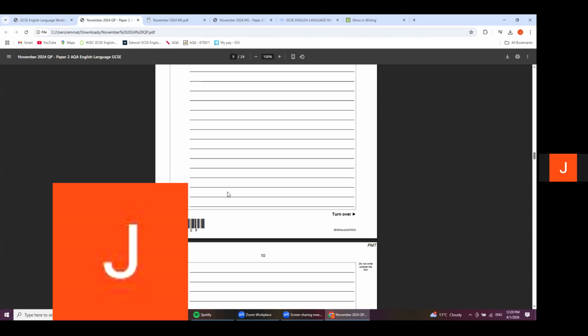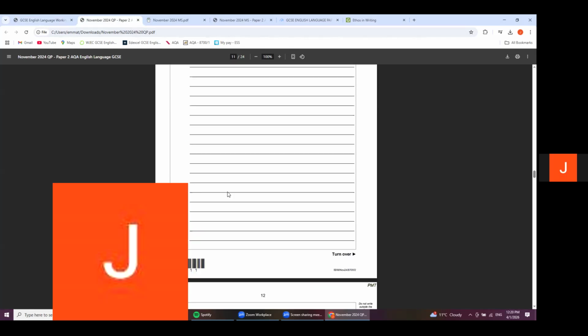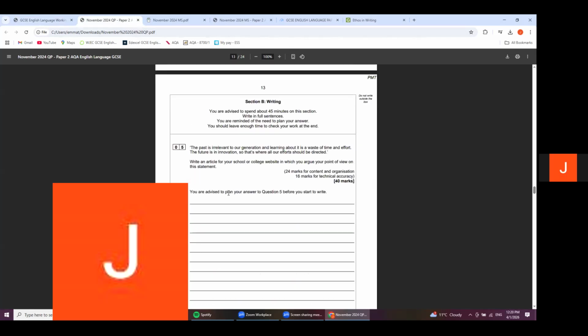So let us move on to question number 5. The big mark question here, 40 marks in total, 40 to 45 minutes. I would definitely advise spending 5 minutes on your plan for this question. 24 marks are for content and organization, and 16 marks are for our technical accuracy. And I will just give you a little bit of breakdown of those in a second.